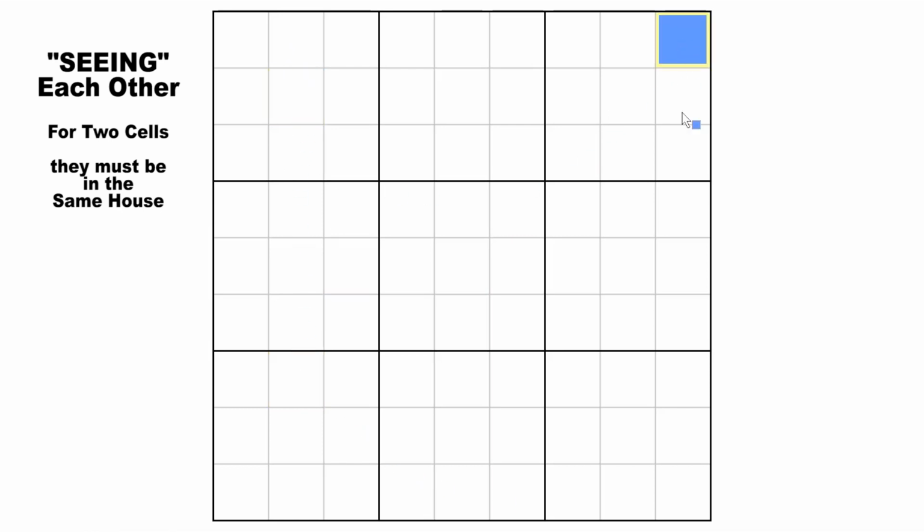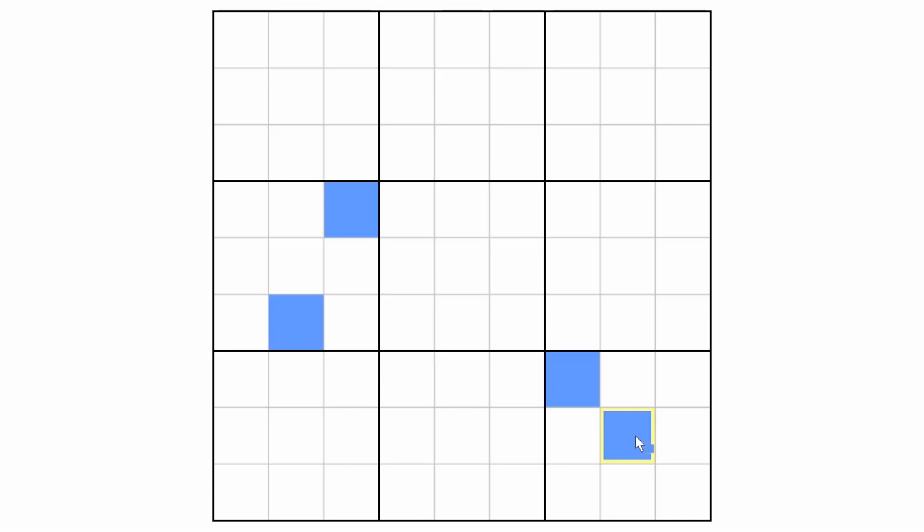And these two cells see each other because they are in the same column, column 9. And these two cells see each other because they are in the same block. And these two cells see each other because they are also in the same block. But be careful. Notice that these two cells, even though they are touching at the corners, do not see each other.